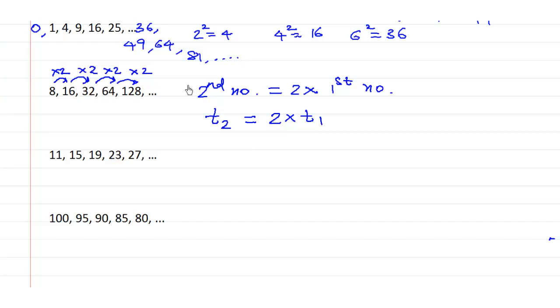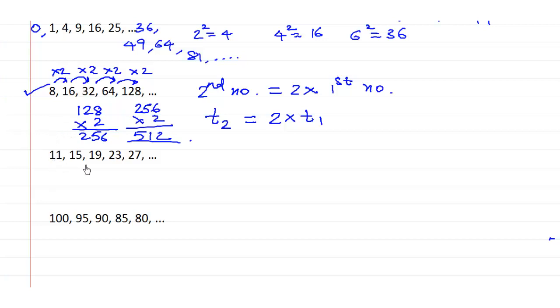So we can guess the next three numbers or whatever you want. We can guess the next number should be 128 multiplied by 2. That is 256. The next number would be 256 multiplied by 2, which is 512, and so on. We can guess the other numbers also. So in this particular scenario, we can say that the next number is 2 times the previous one. It's the double of the previous one.